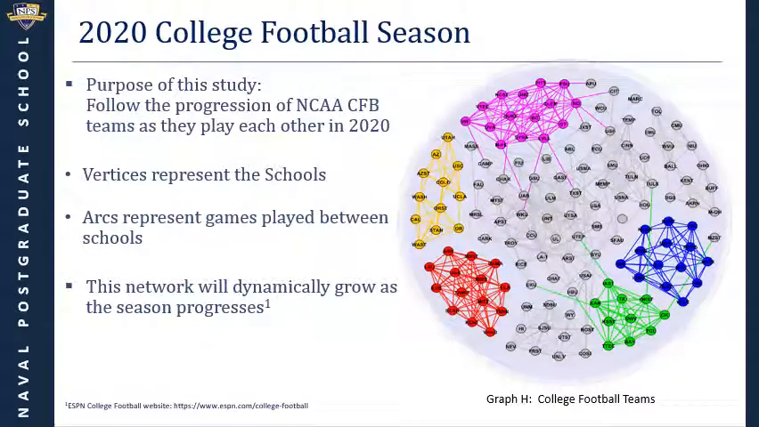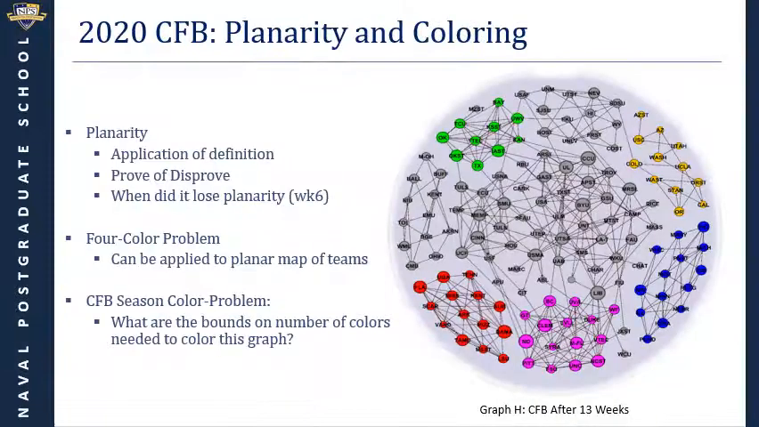Once again, I am Major Andrew Dietz, and we will be using graph theory to explore the trends and analysis of the 126 teams in the FBS division of college football. The network before you represents every team as a vertex of graph G and the games played between them as the edges. Here we see the network as it has grown through the first 13 weeks of the season.